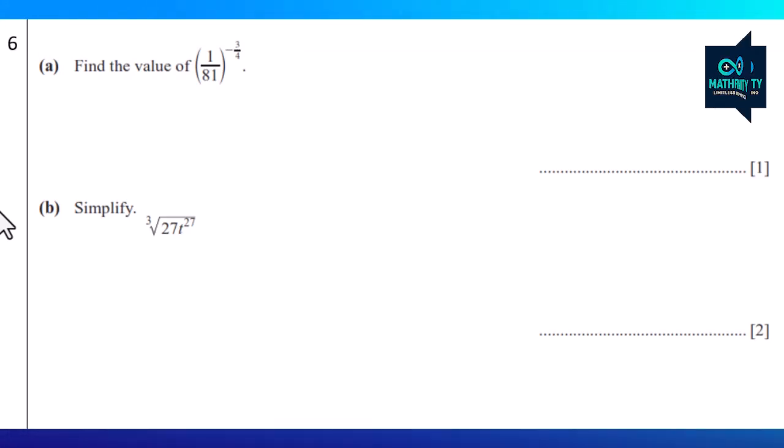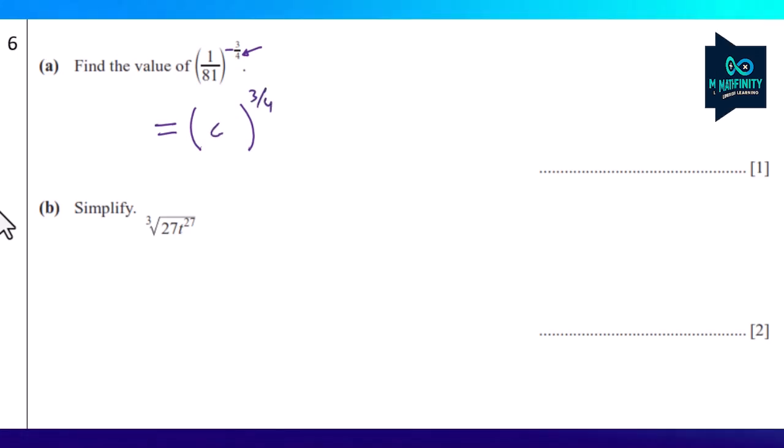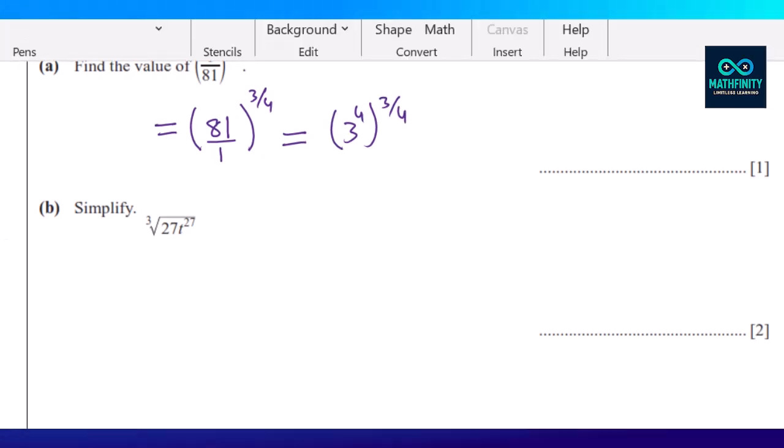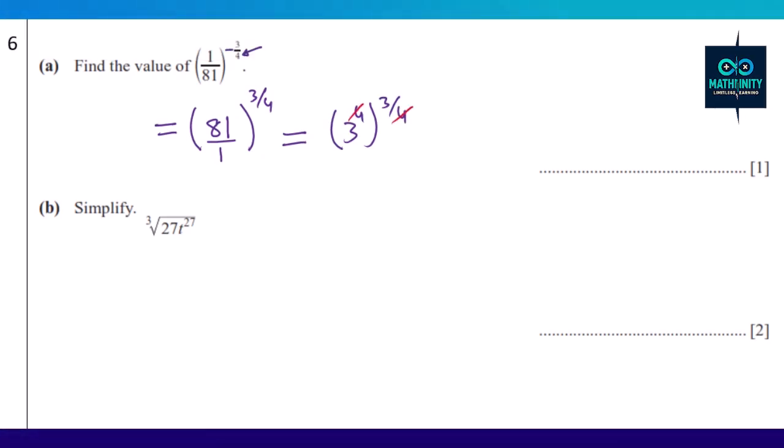How to solve A part? The same. What is the denominator here? 4. And we learned first we need to make the power positive, so we can write 3 over 4, and inside 81 we have to take the reciprocal, so no need to mention the denominator 1, it's the same thing. After this we can write 3 power 4 and outside is 3 over 4. When you open the bracket we will cancel this 4 and 4, so 3 power 3, that is 27.